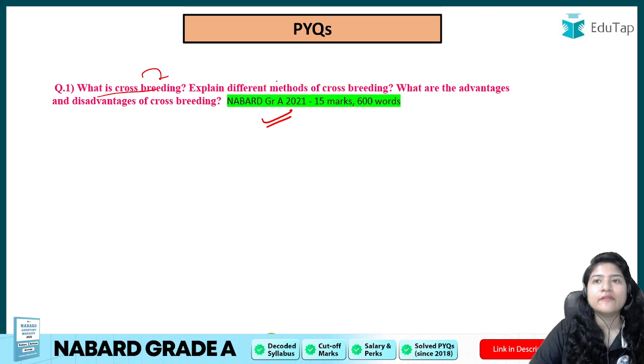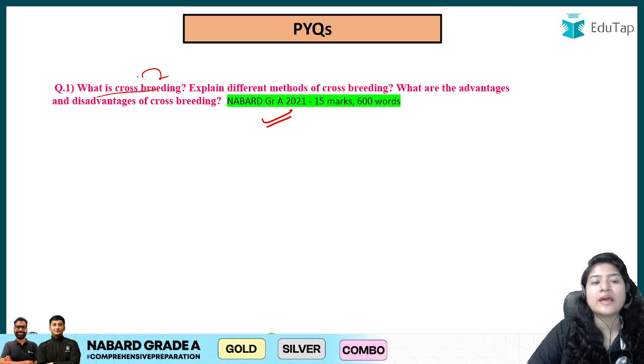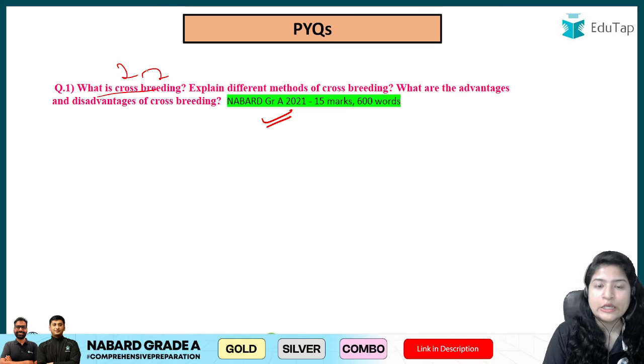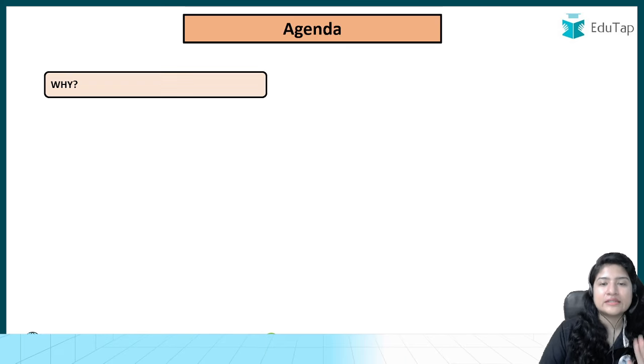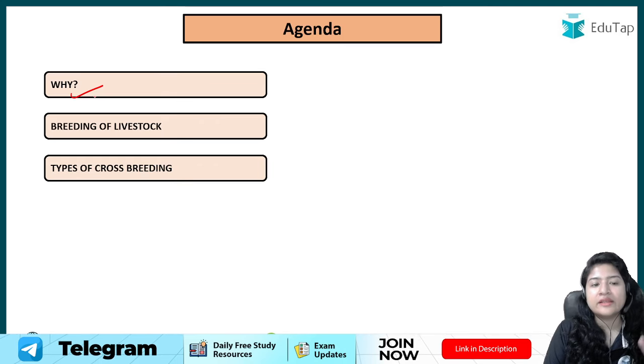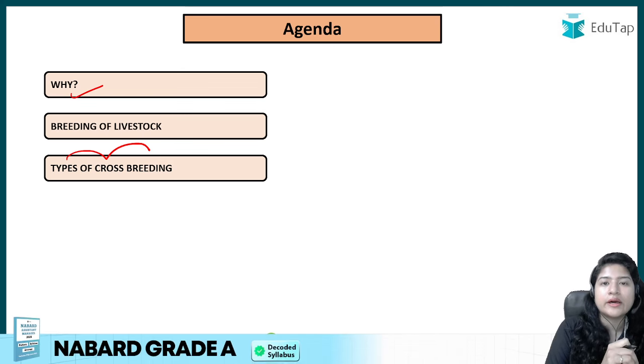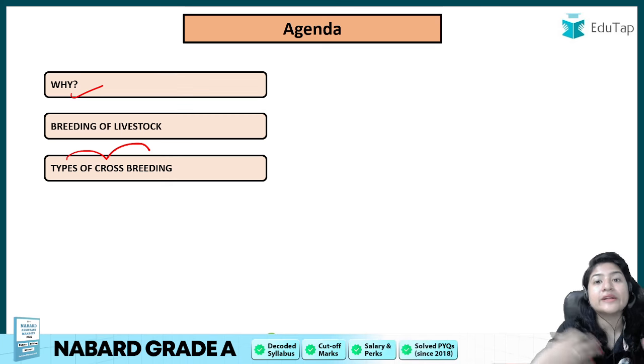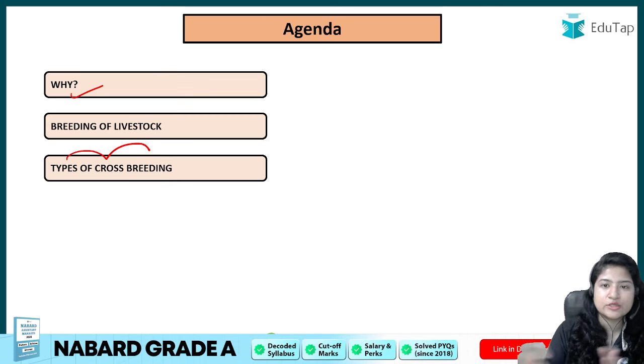So that is why we have decided to discuss breeding in livestock, and cross breeding is a part of it. We will start off by understanding what breeding is and what the different types of breeding are. Then we are going to look specifically at the different types of cross breeding, and at the end we will also talk about the modern techniques of breeding that are currently used in the world. Okay, so this is going to be the flow.